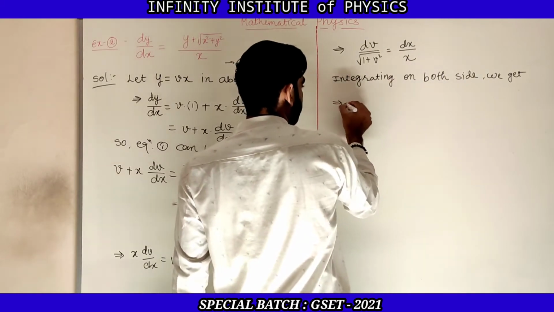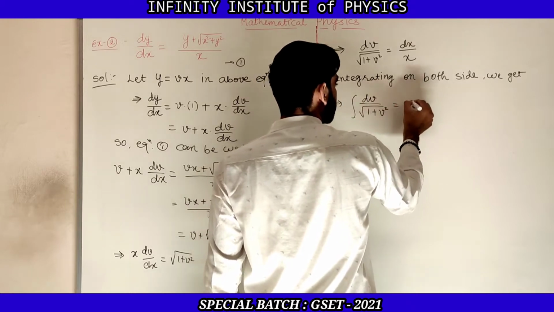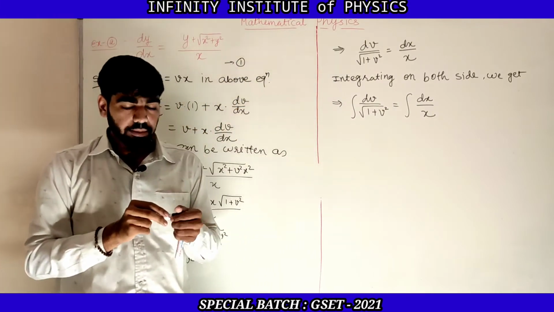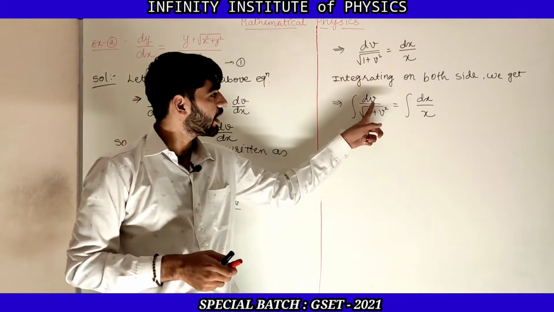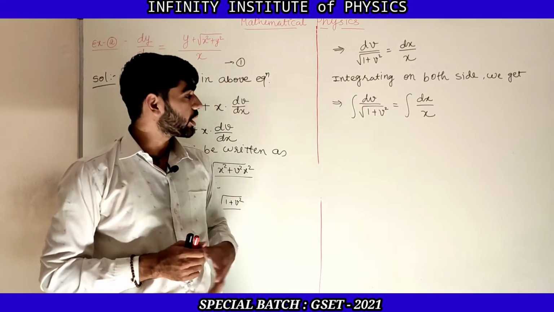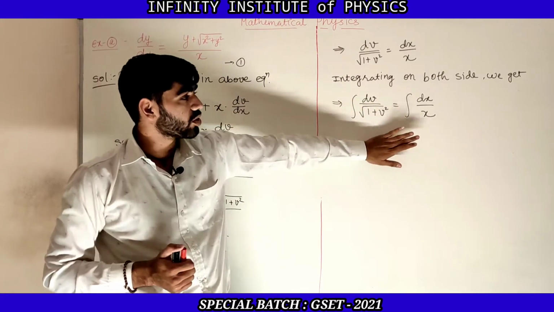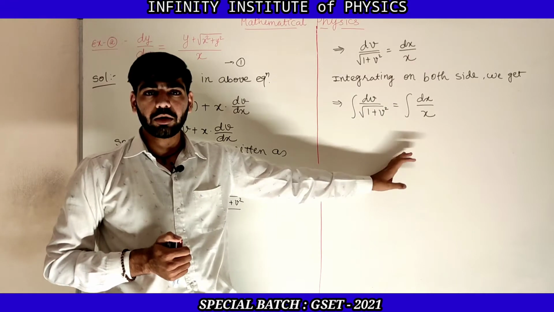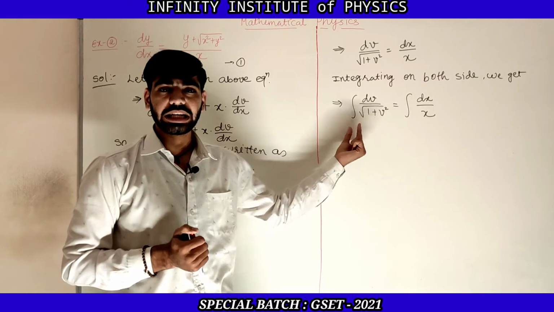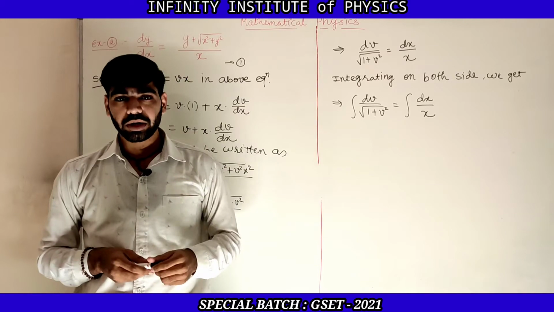so this is integration of dv by square root of 1 plus v square, which is equal to integration of dx upon x. And now you must remember the formula for how to integrate 1 upon square root of 1 plus v square. If you know that formula directly, then you can do this integration. Otherwise your solution will stop here. You can't go further to the next step because you don't know the integration of this term, that is integration dv upon square root of 1 plus v square.